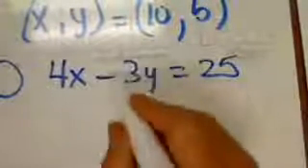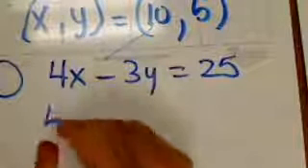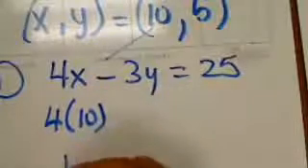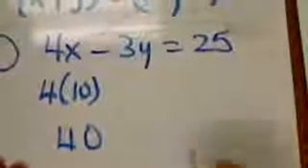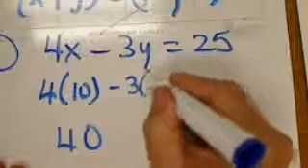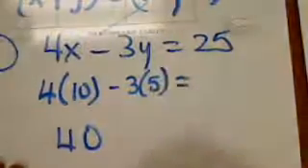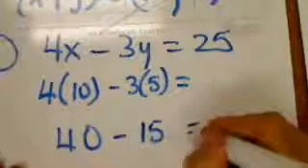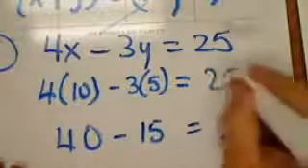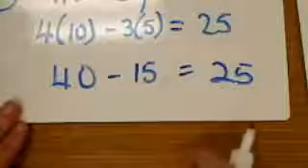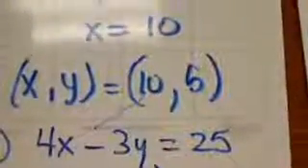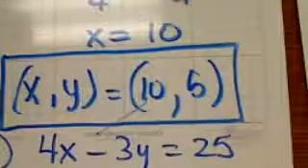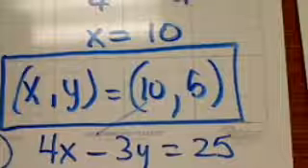So if I check, the x is 10, 4 times 10, that's 40, and then minus 3 times 5, that is 15, and I work that out. Yes, that is indeed equal to 25. So I'm confident that that is a solution that satisfies both equations. So I'm going to make a nice big box, make sure my answer is obvious, and that's complete.